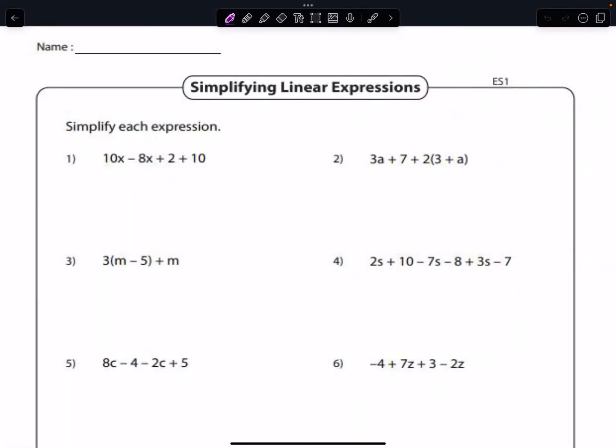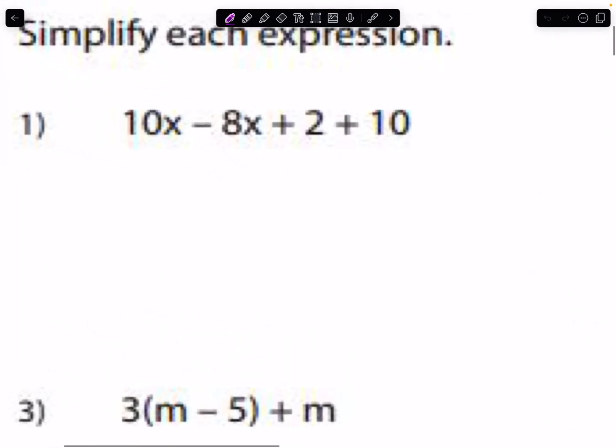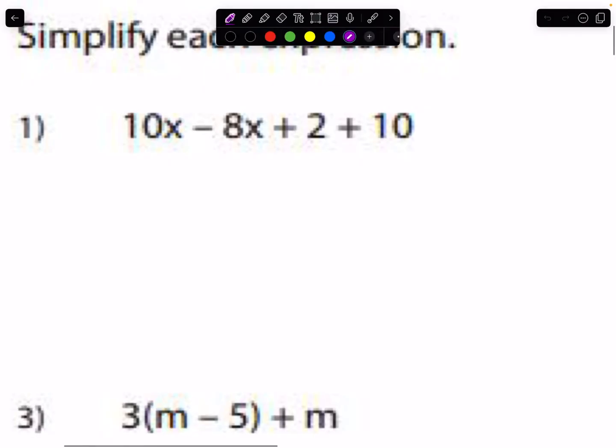Okay, we are going to combine like terms. This means that you cannot put things together that are not the same. So let's look at number 1 and let's let it make sense a little bit. This one helps you because of the fact that it's in order. So this 10x means that you really have 10 x's.